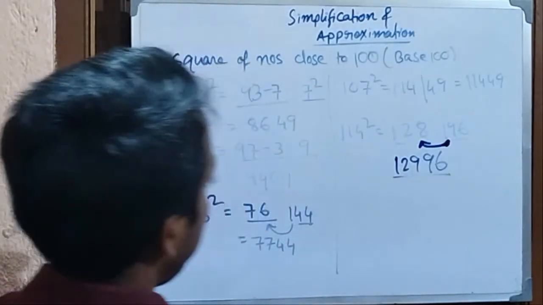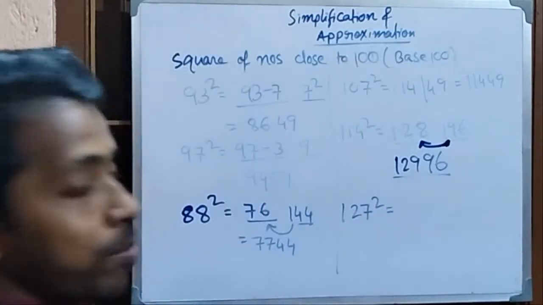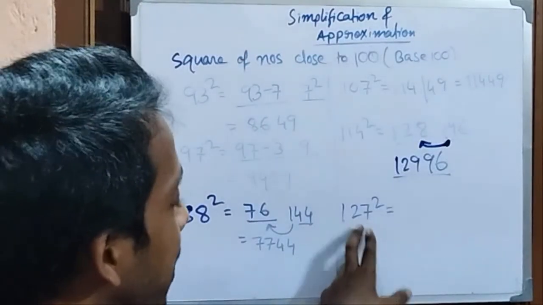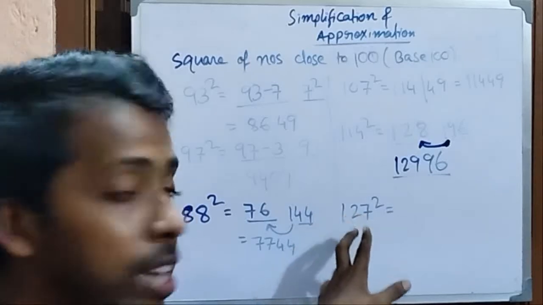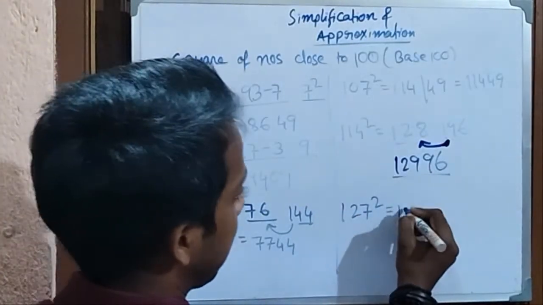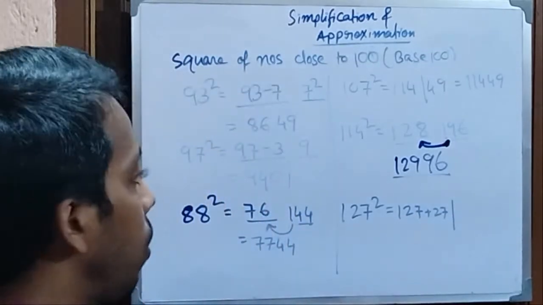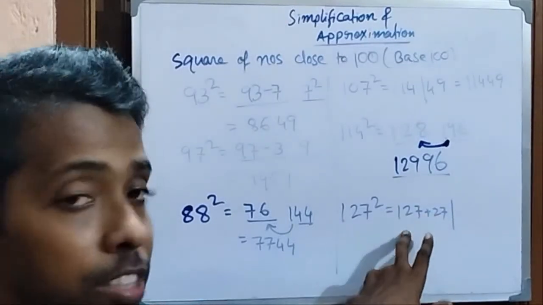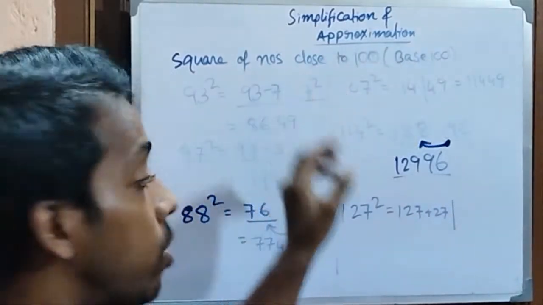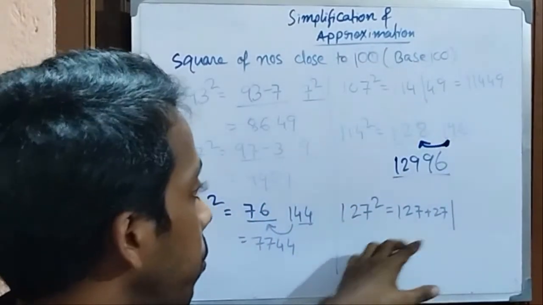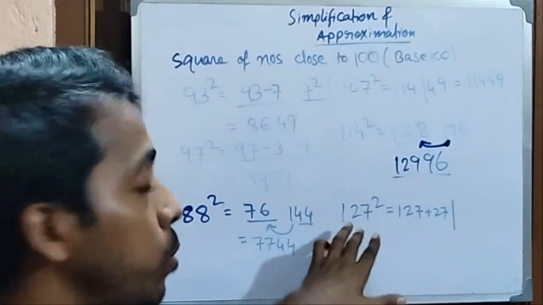Here's the final example. Something bigger, 127 square. Here 27 is more than the base number 100, and 27 should be added to the given number itself. So 127, I am just writing it in detail for better understanding. 127 plus 27, this is the first part. Whatever part is more than the base 100, the number close to 100, I am talking about 27 more than the base number 100. So this extra part would be added to the given number itself.